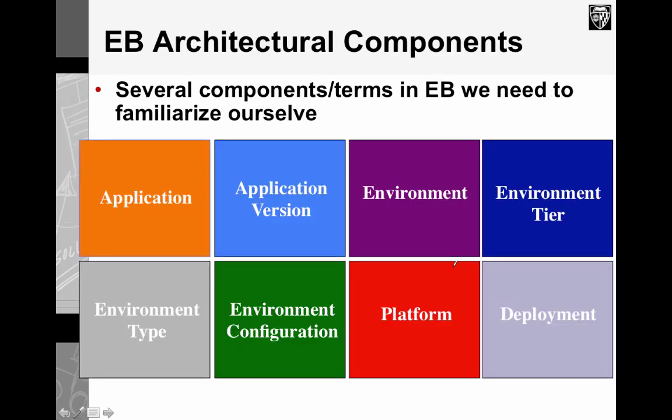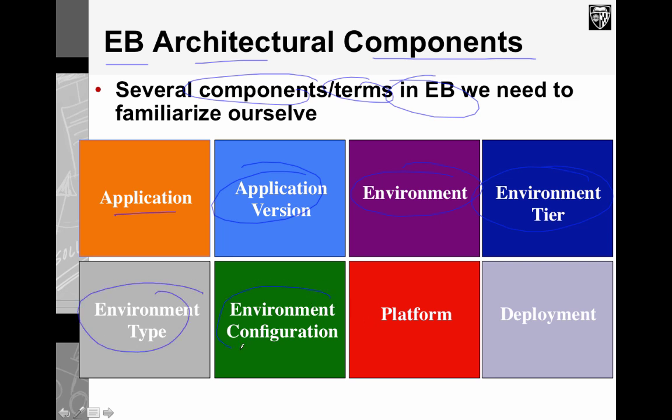Okay, so let's look at the Elastic Beanstalk architectural components. There are several components and terms in Elastic Beanstalk that we need to familiarize ourselves with. They are application, application version, environment, environment tier, environment type, environment configuration, platform, and deployment. So let's go through each one of these things in a little bit more detail so we understand these terms and concepts in terms of Elastic Beanstalk.